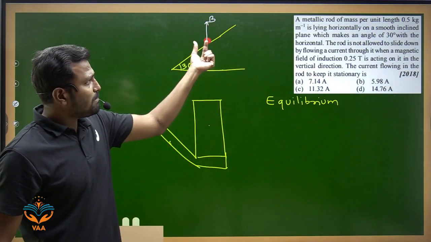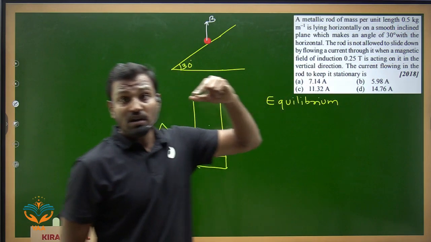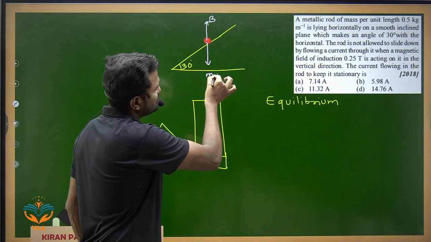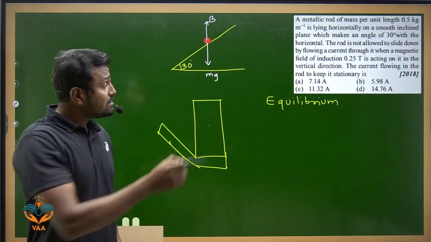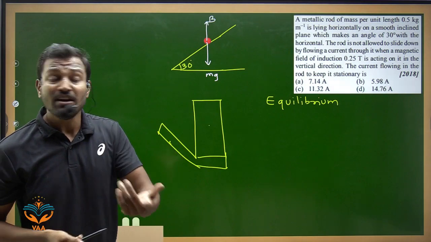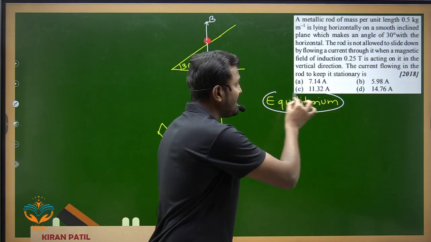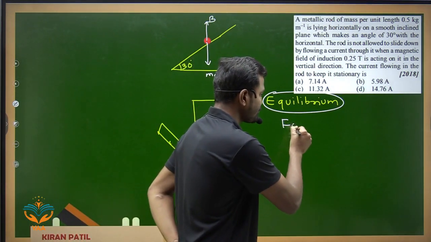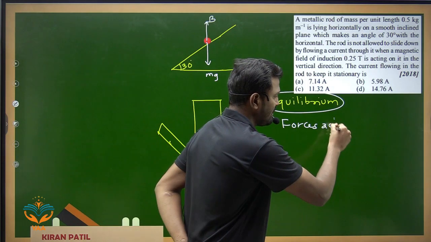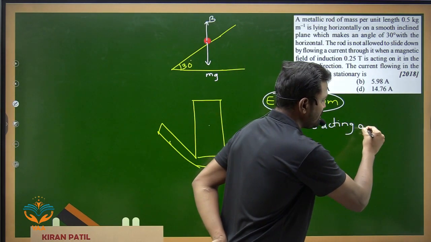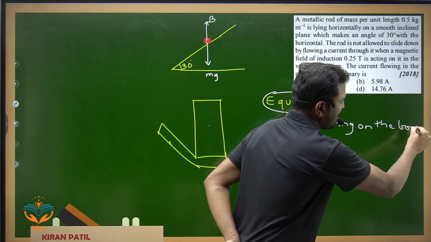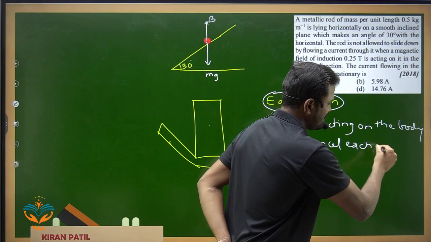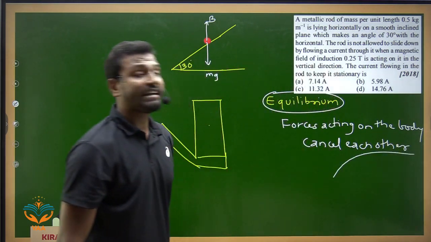Fine. Now this rod is having certain mass, so the gravity will try to pull this particular rod downwards with a force mg. Now basically what should happen? This rod should come down. It must slide, but it is not sliding. That means it is in equilibrium. Equilibrium condition, we know. What is equilibrium condition? The forces acting on the body cancel each other out. The forces acting on the body cancel each other.